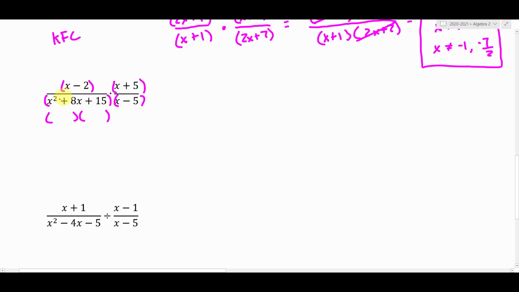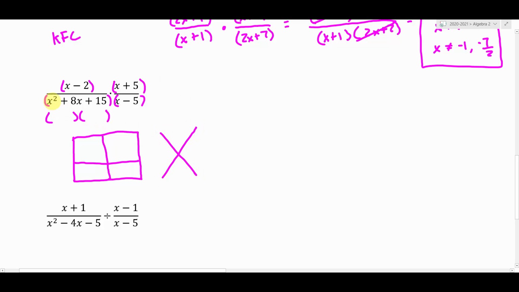So I'm going to focus on this bottom expression for right now. I'm going to take this x squared plus 8x plus 15, and I'm going to factor it. So I'm going to set up a box and a diamond real quick. If you are weak on your factoring skills, this is a good opportunity to try and relearn this.